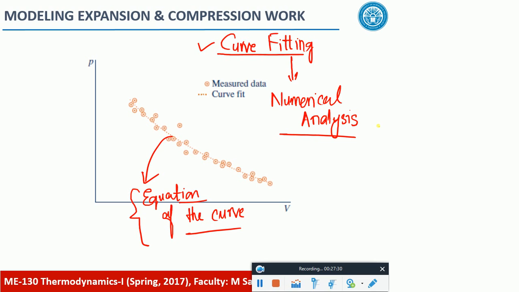I have introduced a new term, quasi-equilibrium, just to do what? To develop a mathematical model for the system. So see that the integral of P dV equals work; that is the mathematical model for this thermodynamic system.